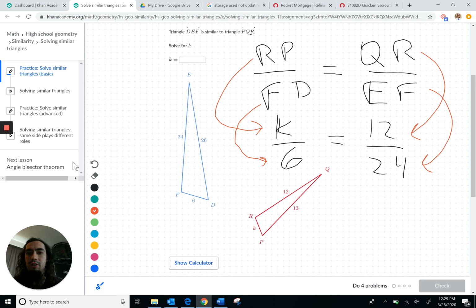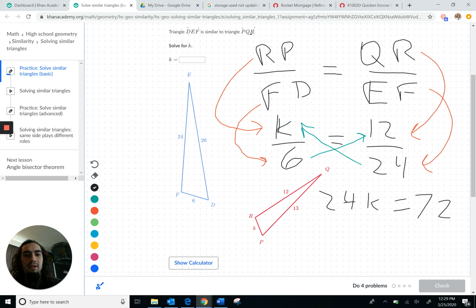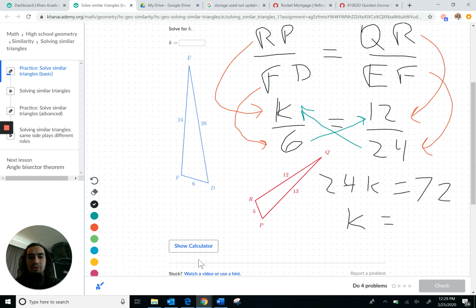Now what? Now we're going to cross multiply. So we're going to say this times this times this. We cross multiply, and that's going to give us 24K equals 6 times 12, which is 72. Which is going to give us K equals 72 divided by 24. What's that? Okay, so you can show the calculator.